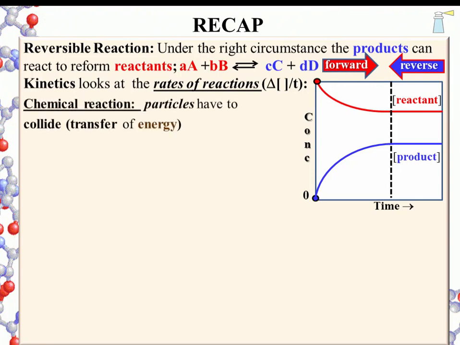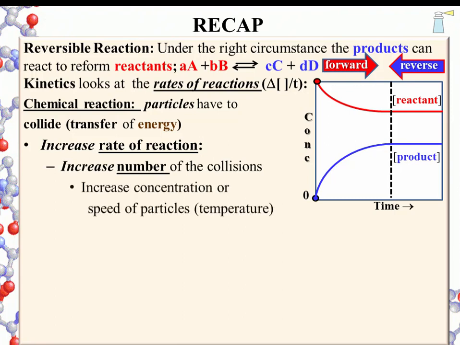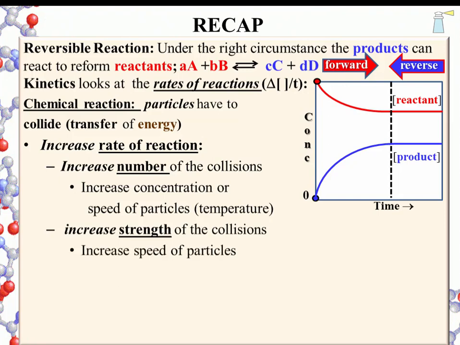For a chemical reaction to occur, particles have to collide. Energy has to be transferred. There are a number of ways to increase the rate of a reaction. One is to increase the number of collisions. That can be done by either increasing the concentration of the particles or the speed of the particles. Increasing the temperature will speed the particles up. Another way is to increase the strength of the collisions by increasing the speed of the particles. Again, add heat.